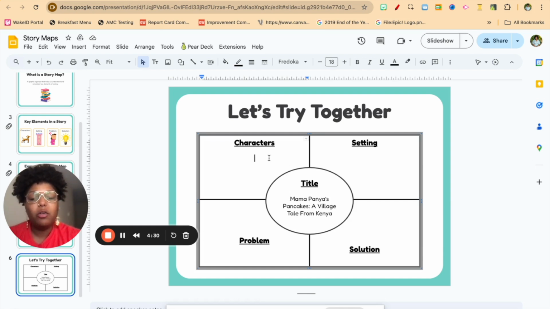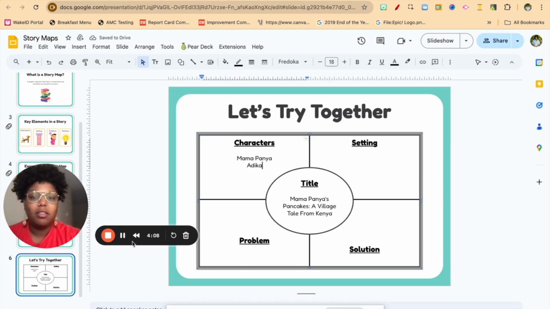Afterwards, you're going to move straight into the characters. When including the characters, it's important to only list the main characters. There will be lots of characters within a story, but for these purposes, we only need the main characters. And for our story, the main characters are Mama Panya and her son, Attica.